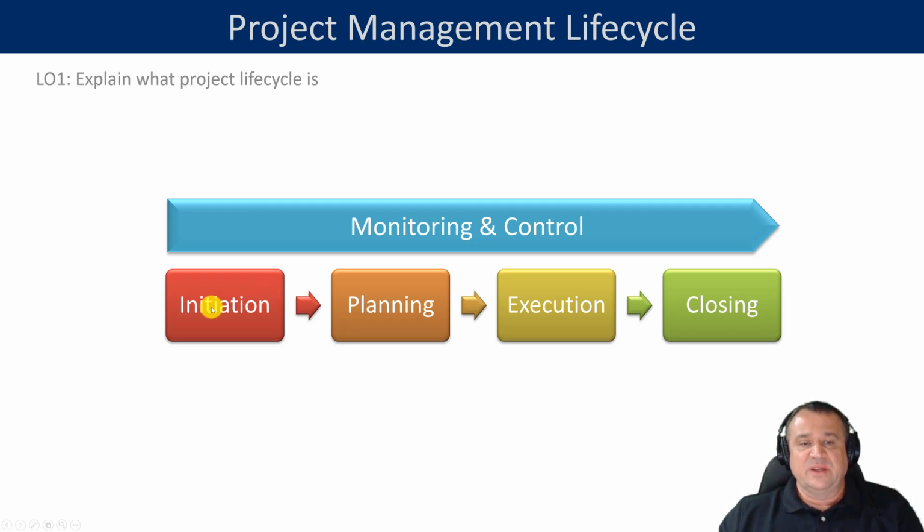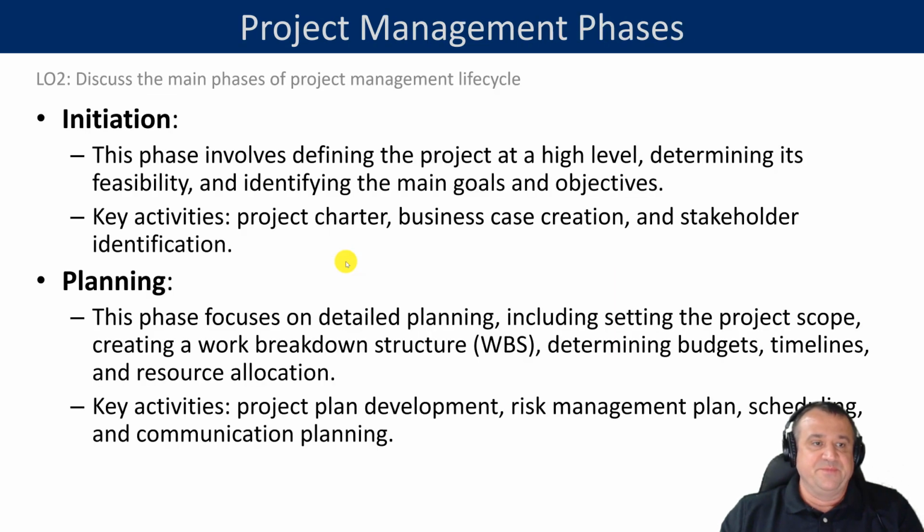So now we're going to zoom in on each of those phases and discuss them in a little bit more detail. So let's start with the project initiation phase. This phase involves defining the project at a very high level, determining its feasibility, let's say technical feasibility, whether it's possible from a technical standpoint, or economic feasibility, whether this project is a worthwhile investment from a financial standpoint, and also identifying the main goals and objectives of the project. What are we trying to achieve at the high level?